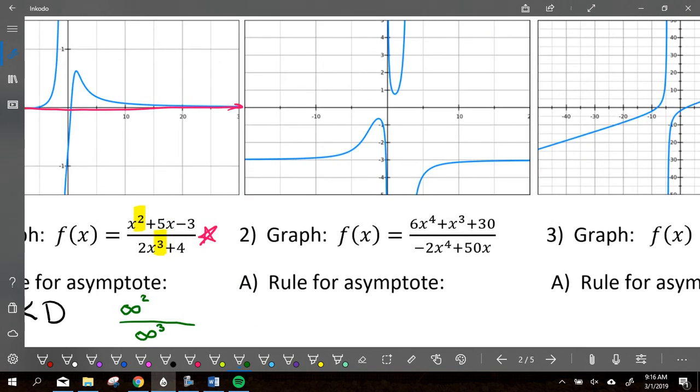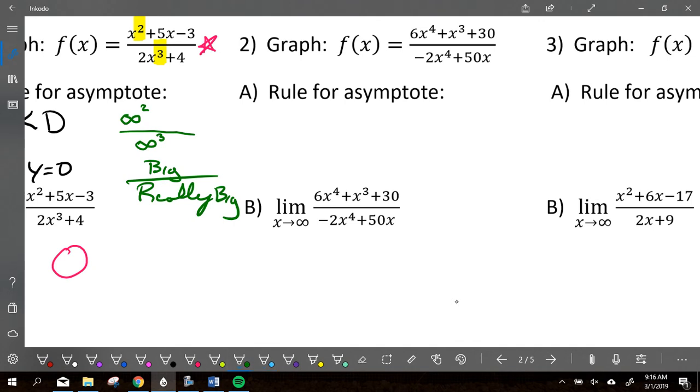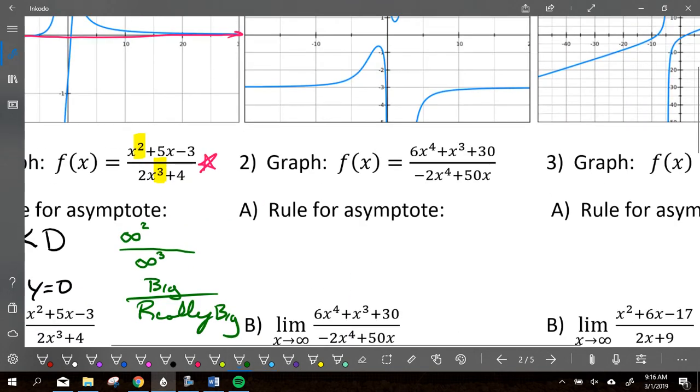Looking at our next graph, I've graphed this equation right here, 6x to the 4th plus x cubed plus 30 all over negative 10x to the 4th plus 50x. Show me with your fingers, where is the horizontal asymptote? The horizontal asymptote is at negative 3. You could draw a line right here going from one side to the next. That is what my graph is approaching as I get closer and closer to infinity. So my answer to this question is negative 3. Oh no, I crossed, I don't care. A horizontal asymptote is what happens on the outside.